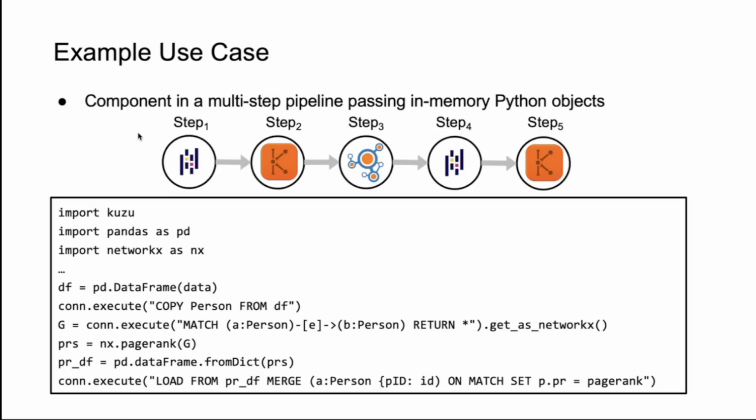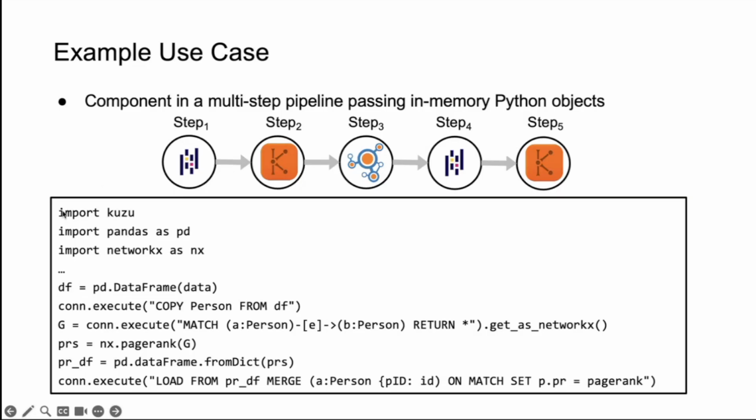So here's one of the most popular styles in which people use Kuzu in the Python ecosystem. In this use case, there's a multi-step data analytics pipeline that in some steps will use Kuzu, but in other steps will use other Python libraries. In this case, I'm showing you an example that uses Kuzu, Pandas, and NetworkX.